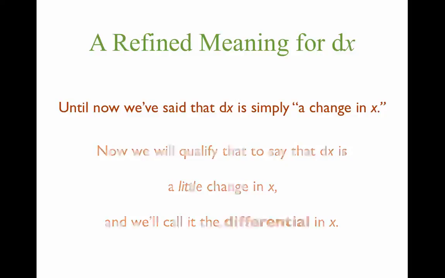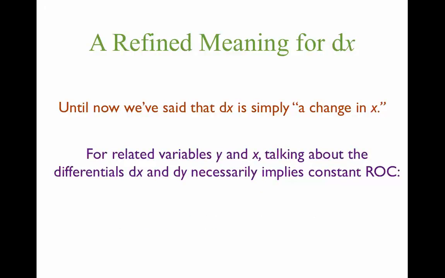Okay, so that's important. For related variables y and x, talking about differentials dx and dy necessarily implies a constant rate of change. So if we're talking about a relationship between dx and dy, then it's implied that we have a constant rate of change between them, and dy equals m dx. Given any change in x, the change in y will be m times that change in x, right? Super important. So if we're talking about dx and dy, that always implies a constant rate of change, that dy is m dx. dy is a constant multiple of dx.